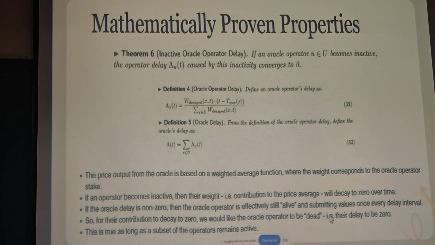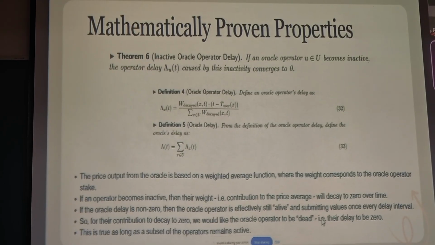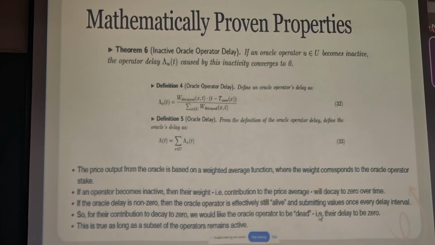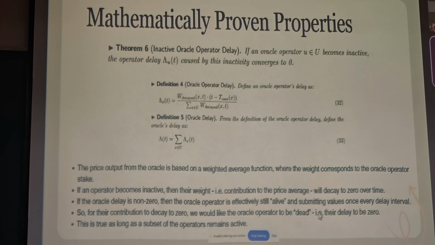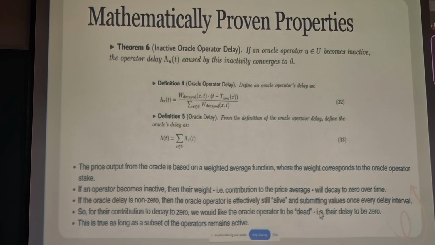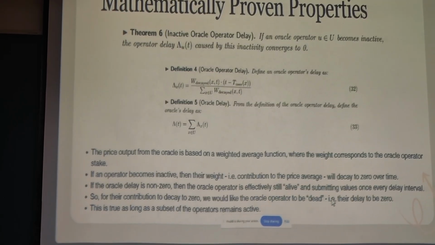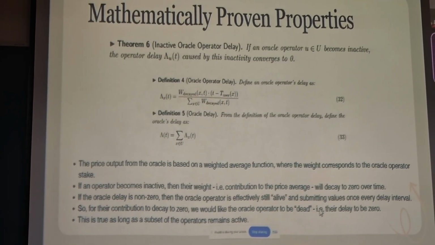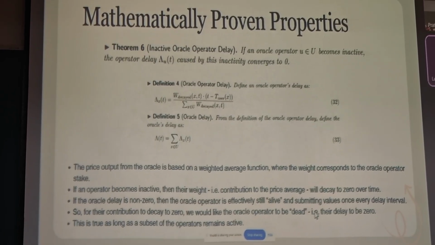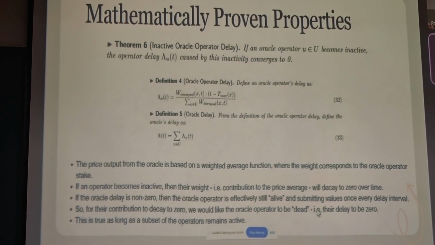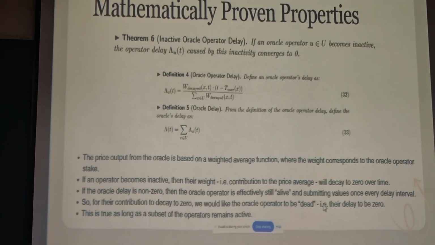At first, I found it confusing. I would have thought it would go to infinity, because as time goes on, the time just takes longer and longer since they're not actually submitting values. But intuitively, you can think of it as there only being a delay if they're still active. If they're alive, and if they're no longer submitting values, then they're effectively dead. So the delay should be non-existent.